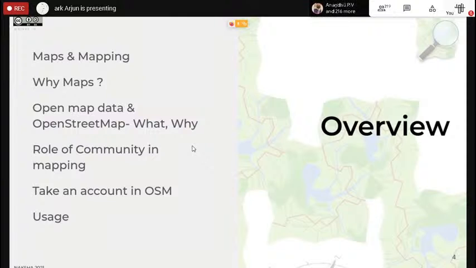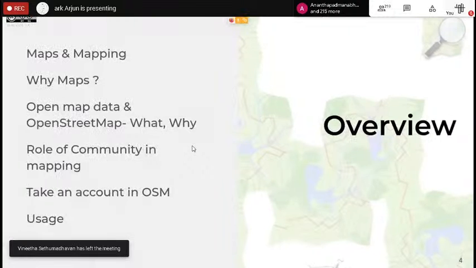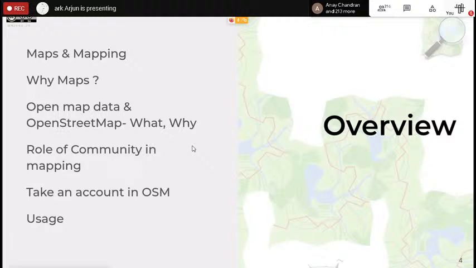This is an overview of what I am going to talk about. I will take you through what maps and mapping are and why we need maps, the concepts of open map data and OpenStreetMap, why and what, the role of community in mapping, and how to create an account in OSM and how to use OSM.